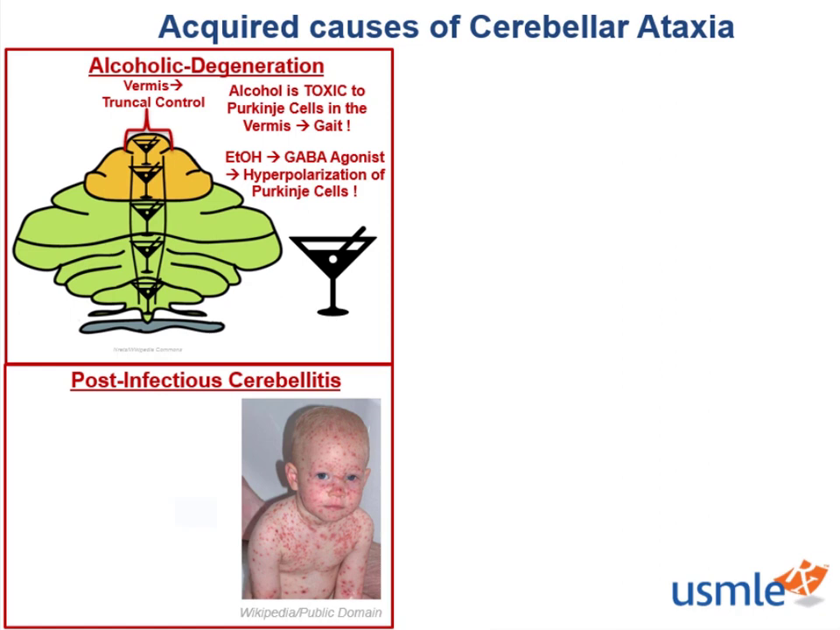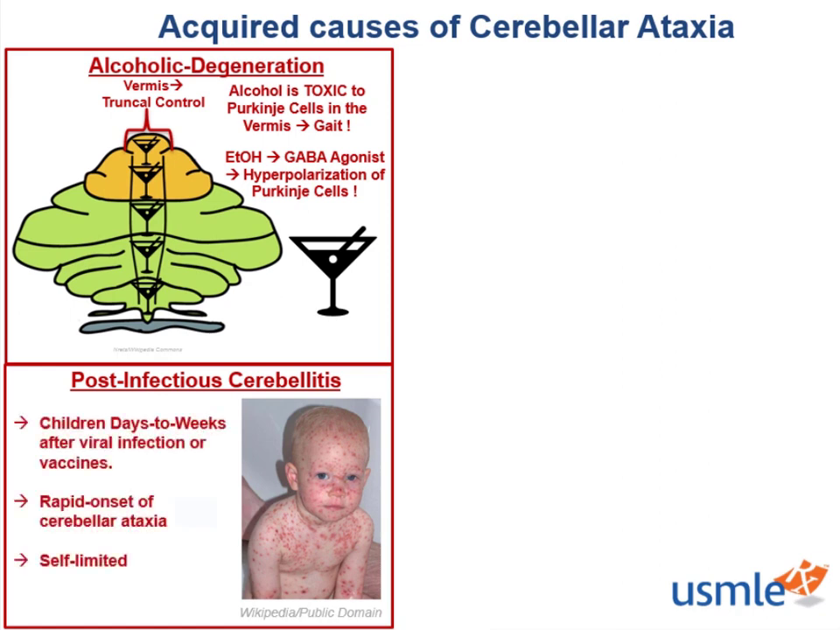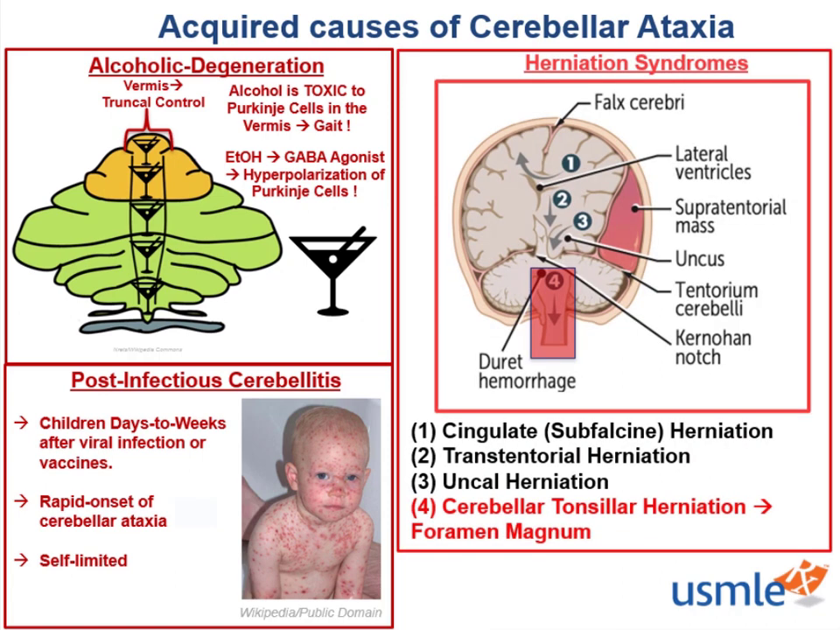Post-infectious cerebellitis or inflammation of the cerebellum classically occurs in children days to weeks after viral infection or some vaccines. They present with rapid onset cerebellar ataxia. That is how you will identify it in a board exam. It is a rapid onset cerebellar ataxia that is usually self-limited. Lastly, one type of brain herniation syndrome is the cerebellar tonsillar herniation, highlighted in red, through the foramen magnum.